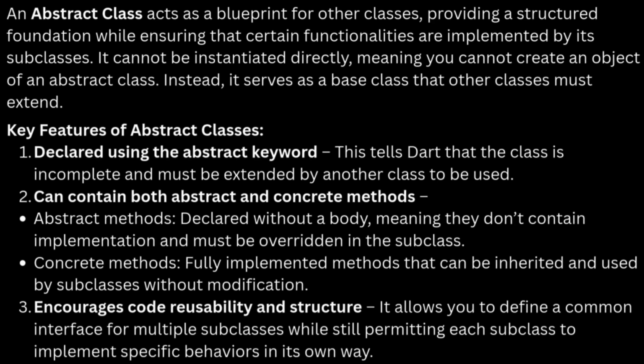Unlike regular classes, an abstract class cannot be instantiated directly. This means you cannot create an object from it. Instead, it acts as a base class that other classes must extend and build upon.